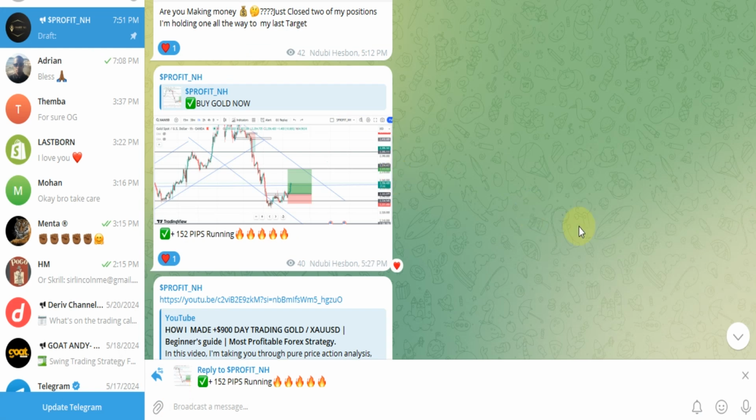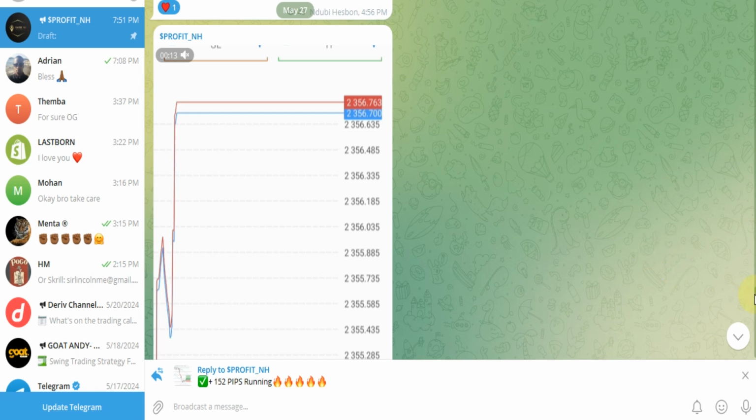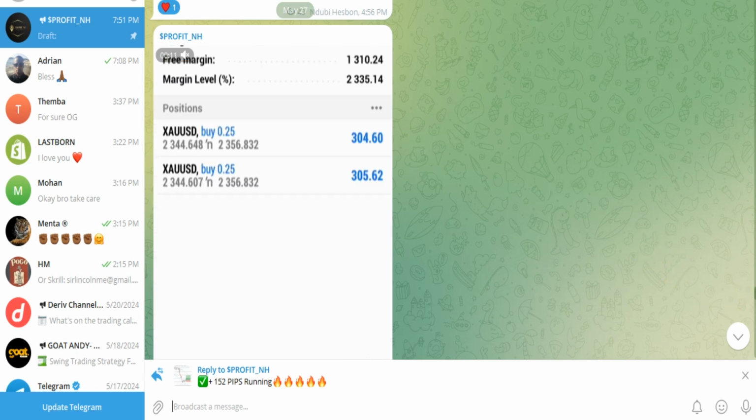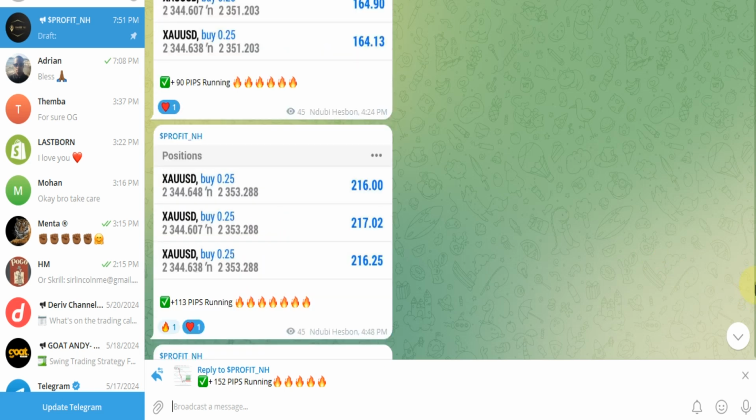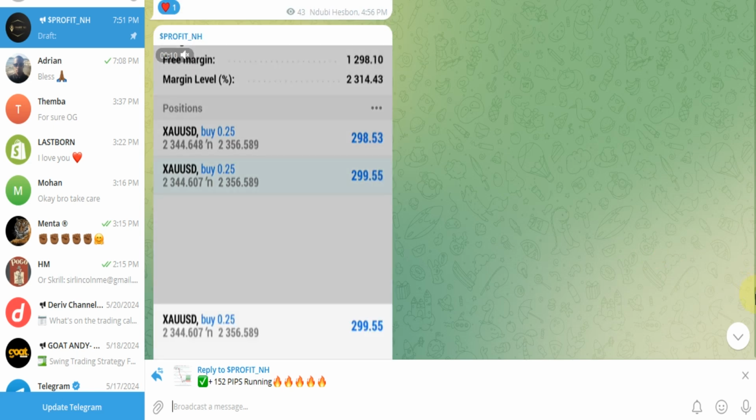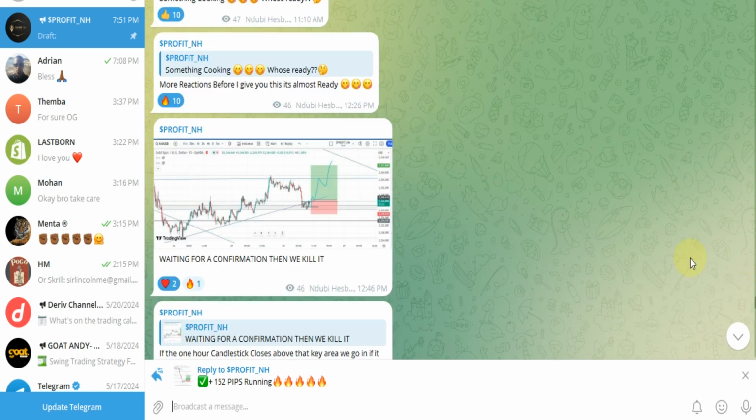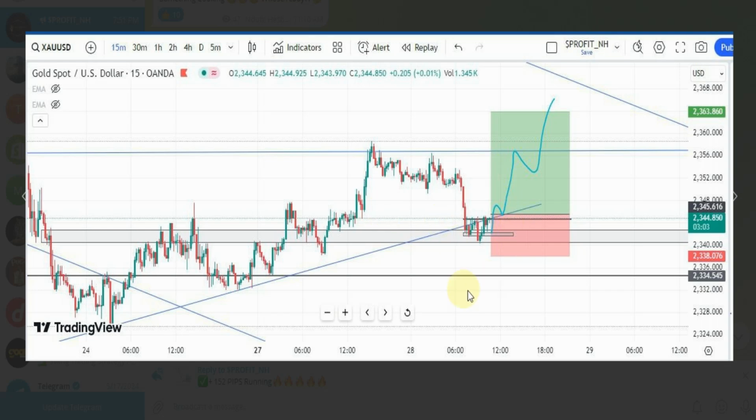So this is my free Telegram channel community. Yesterday I did share these entries on gold, and it killed. We killed it yesterday. We took about 152 pips home. And today again, I gave out this signal at this point, whereby I told them I was waiting for this market to break above this area, then wait for that retest again. Then after having that retest, we push all the way to take profit.